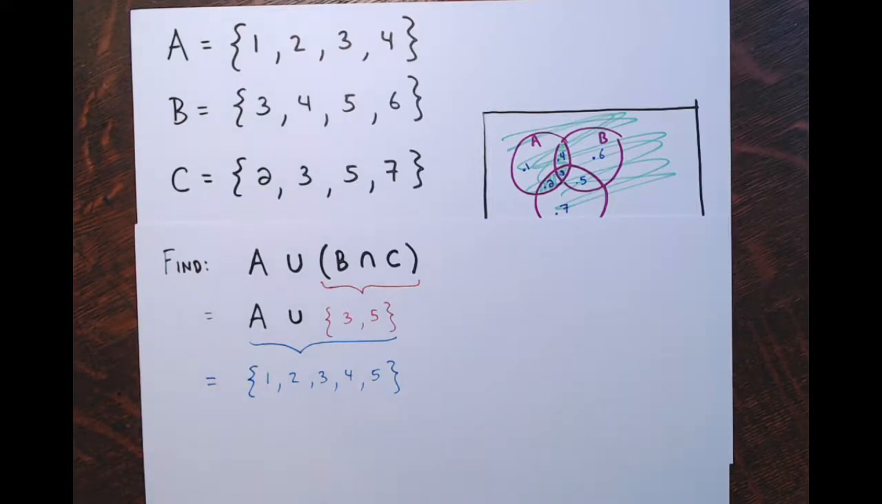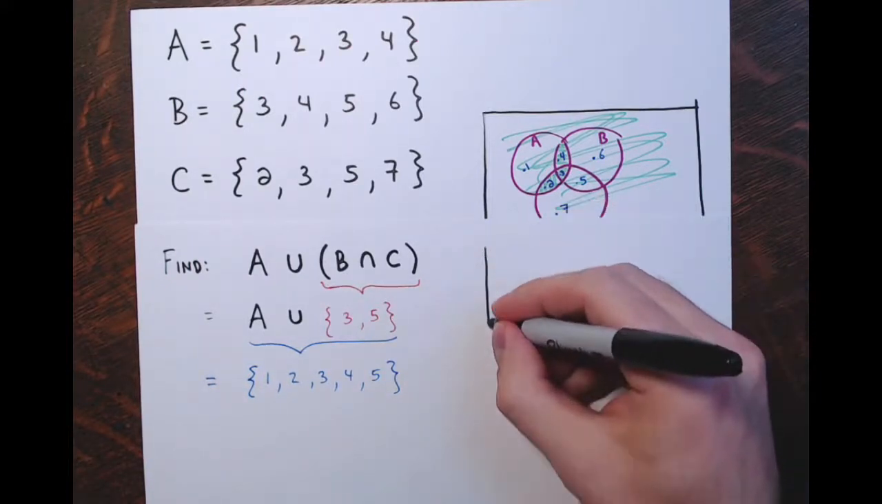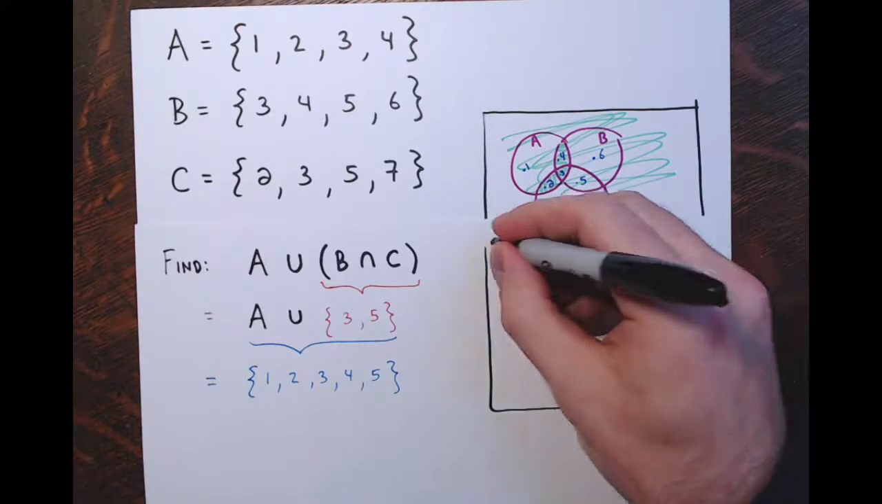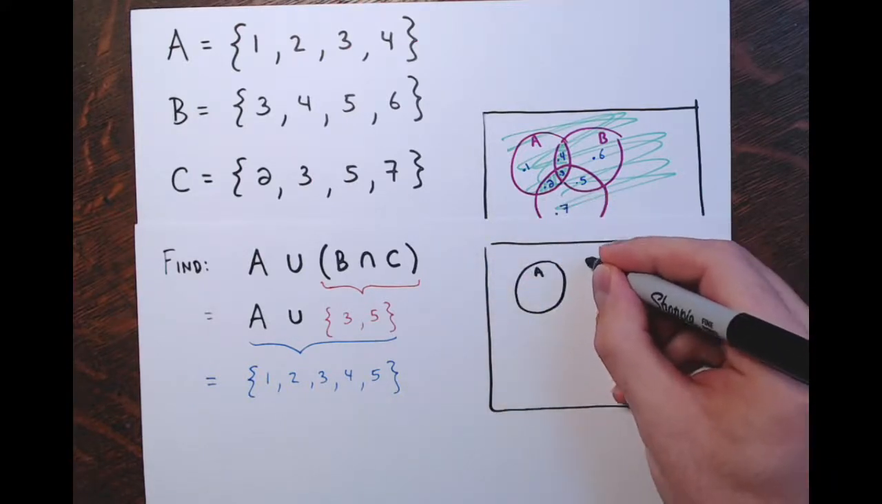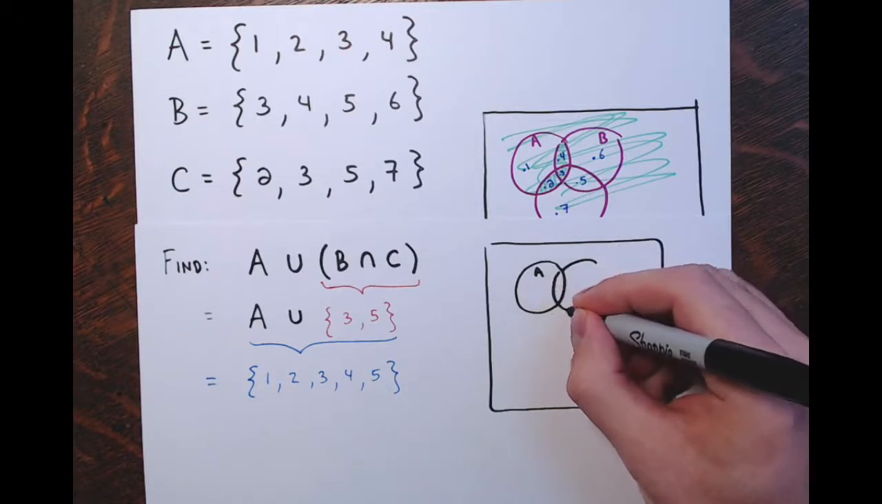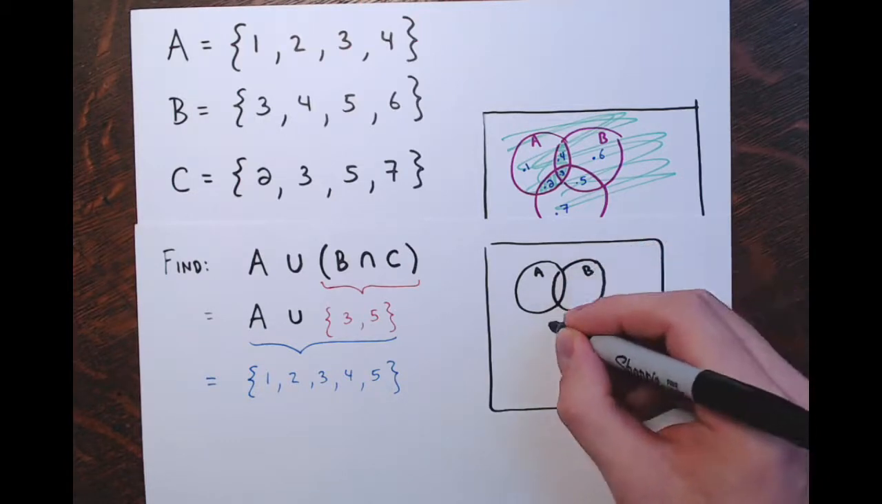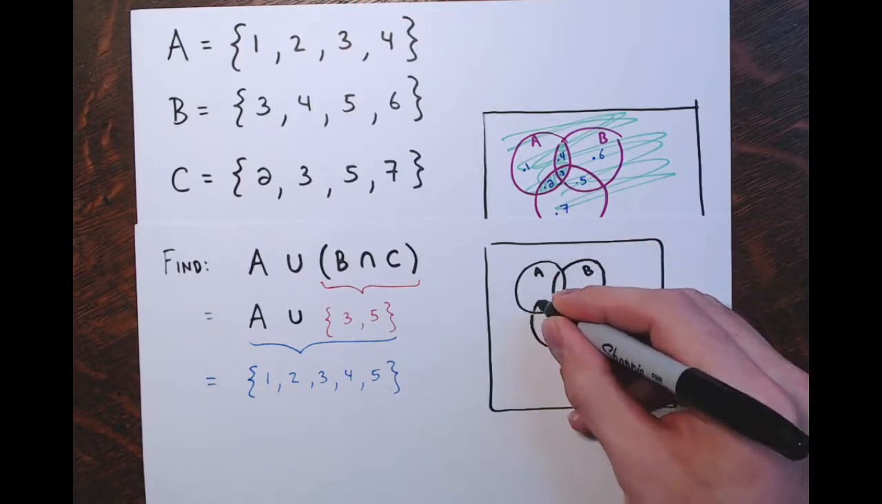Right? So if I was making the Venn diagram again, I'll just draw basically the same picture over here. So here's set A, set B overlapping set A, and set C overlapping both of them.